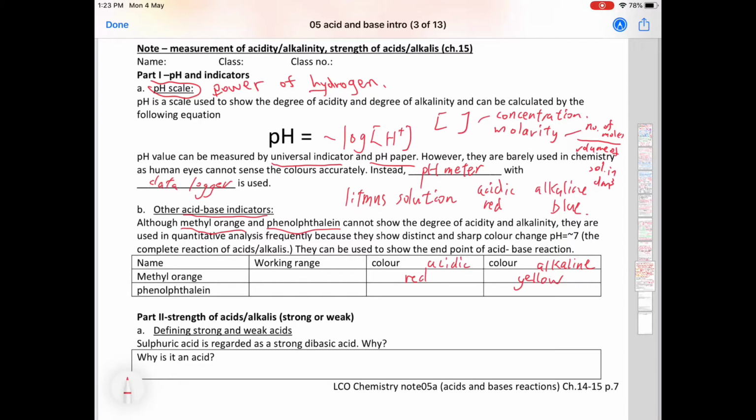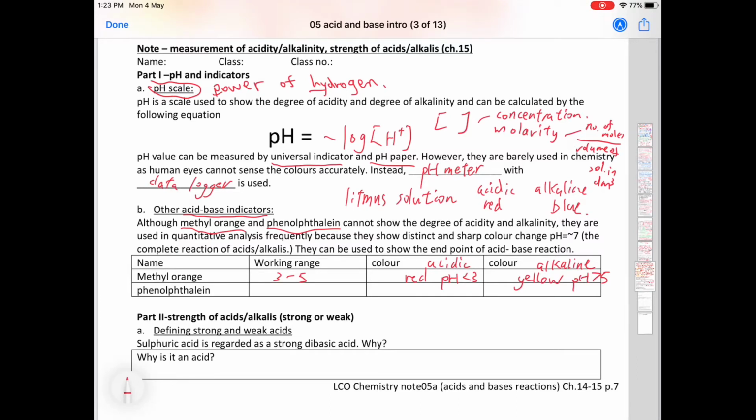But that is not the whole story. For each indicator, we have a thing called a working range. For example, for methyl orange, its working range is 3 to 5. It means that when the pH value is smaller than 3, it appears red, and if the pH value is larger than 5, it will appear yellow. And when the pH value is between 3 and 5, it gradually changes its color from red to yellow, which is somewhat like orange in color, so the name of it is methyl orange.